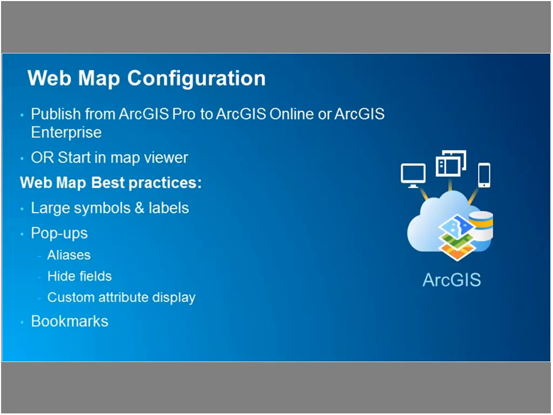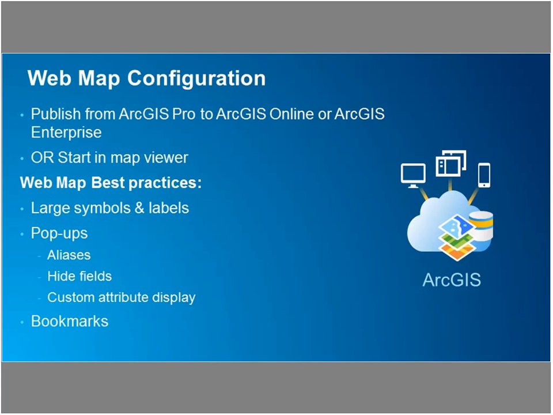So we're going to start off just talking about our web maps. Our web maps really are among the first step we would do. You'd need to publish your web map, and you could start either from ArcGIS Pro or you could actually start in a map viewer. You publish your web map to your organization, and then you configure these. And Jasmine is going to show you some of these options in the upcoming demo.